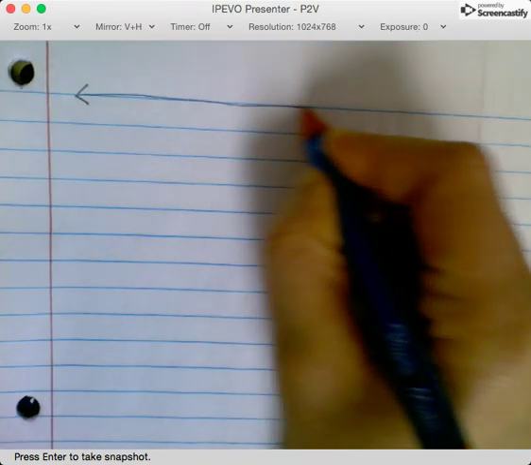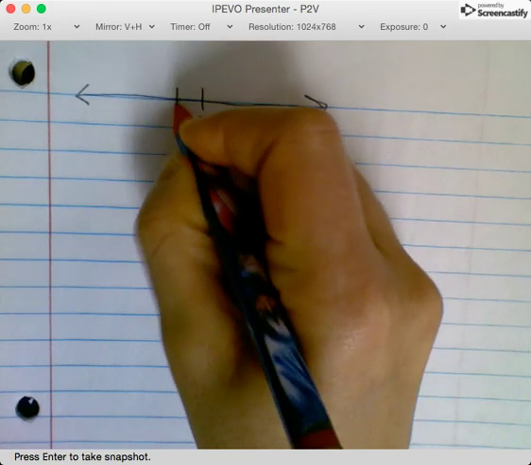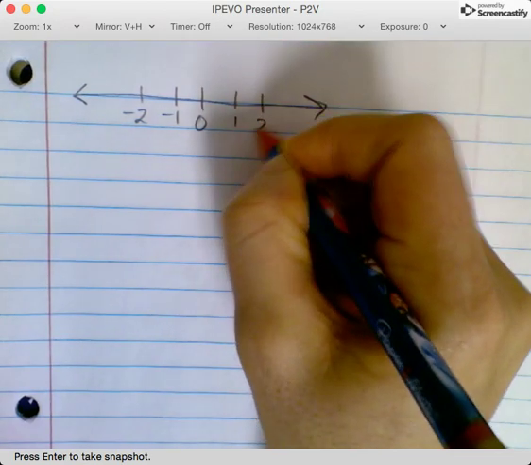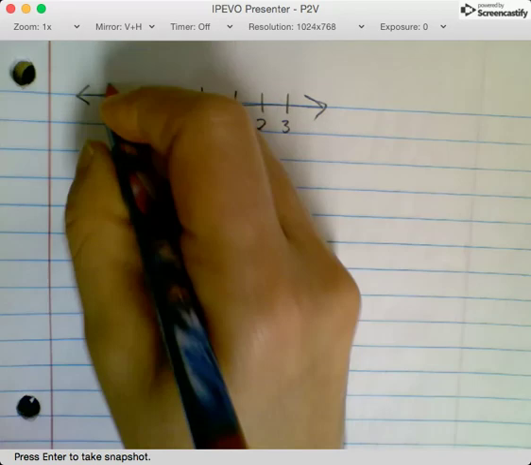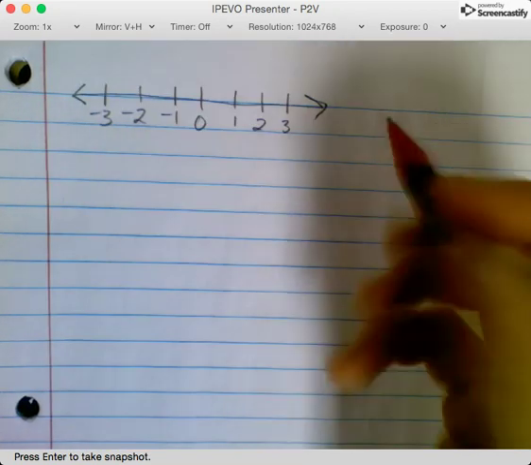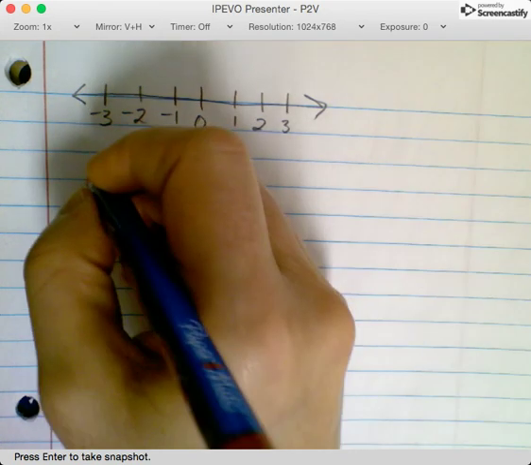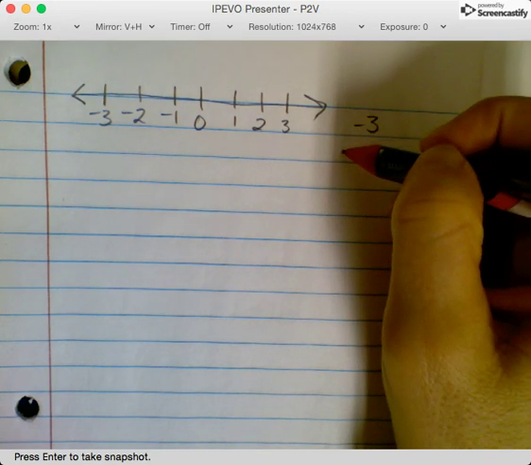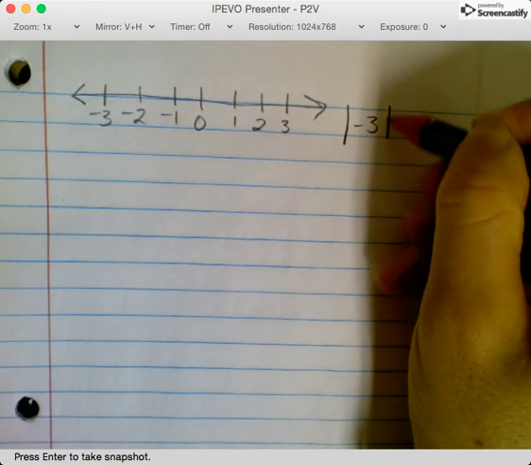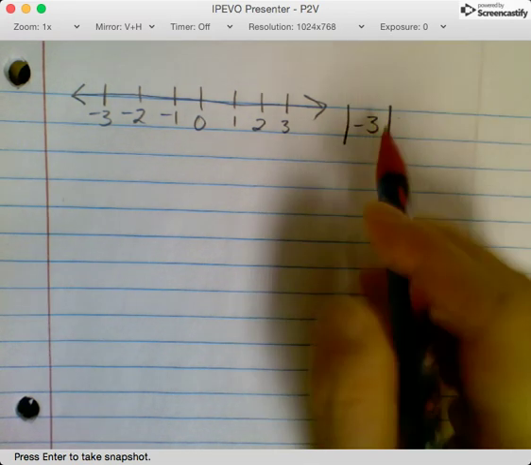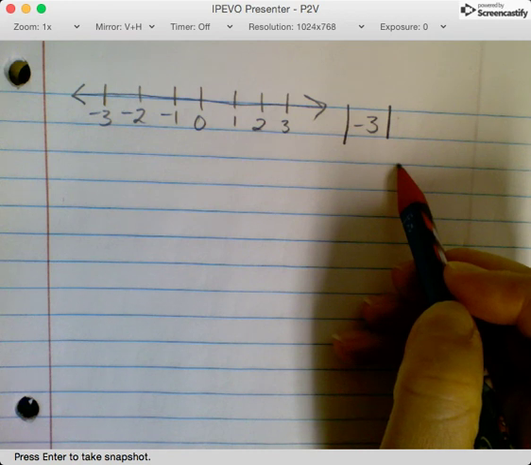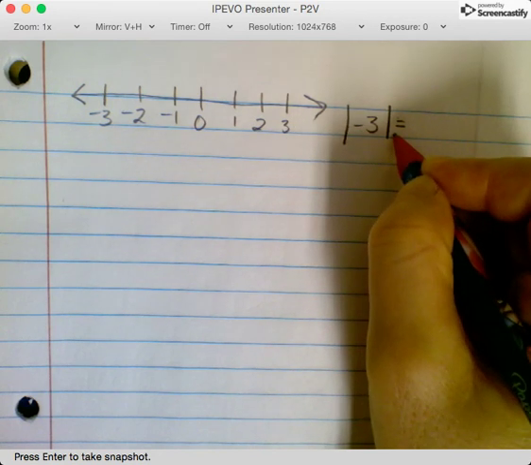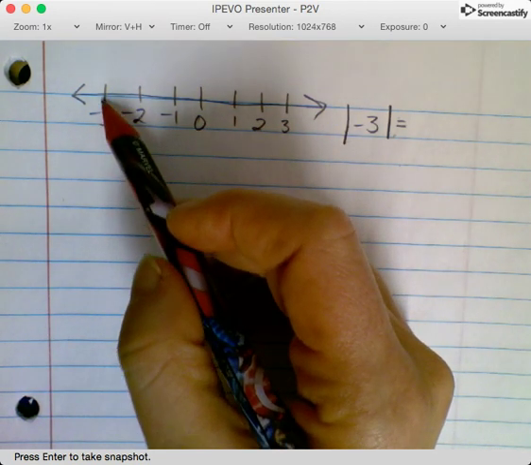So if I start with my number line, I have 0, -1, +1, -2, +2, +3, -3. If I look at the number -3, the way to note the absolute value is to draw the lines around it. They're just straight up and down on each side of them. So that means absolute value. So I would read this as the absolute value of -3. That means the amount of distance away from 0.